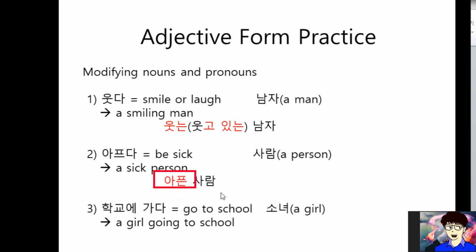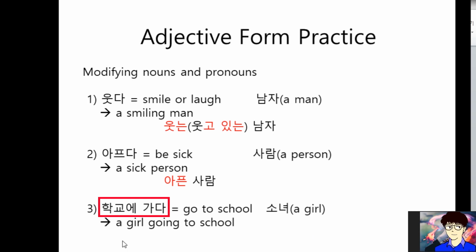아픈 사람. You can understand me, right? 아픈 사람. These are present status, right? So 아픈 사람. Good. And the last thing, 학교에 가다 is go to school. And 소녀 is a girl.